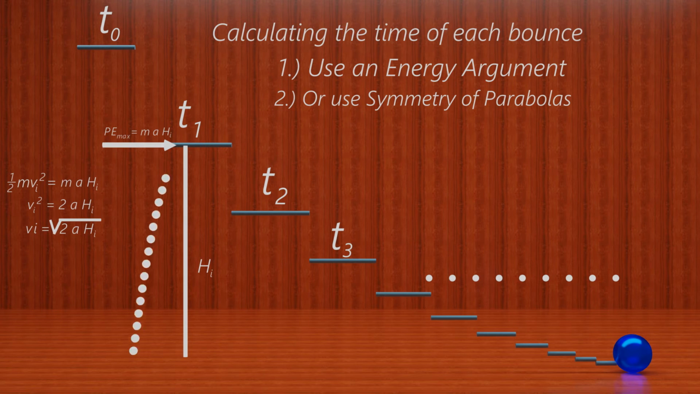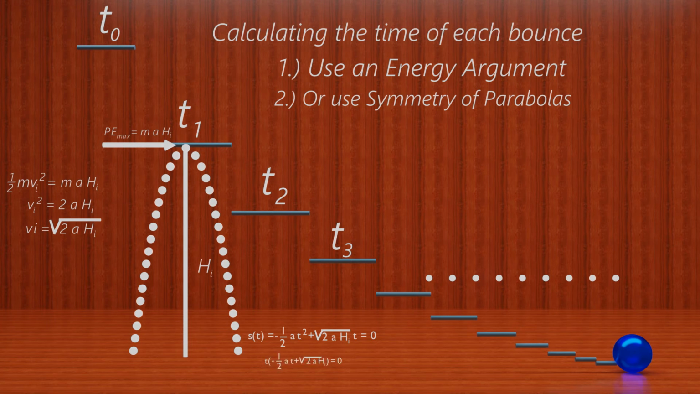We can use this velocity to calculate the time the ball bounces by setting our kinematics equation S of t equal to 0. In this case, S of t will equal negative 1/2 a t squared plus the square root of 2a times h i times t. We can factor out a t, and then solving this, we get t is either 0 or t is equal to 2 times the square root of 2 h i over a. We know that h i is equal to p to the i times h naught, so t i equals 2 times the square root of 2 h naught over a times p to the i.